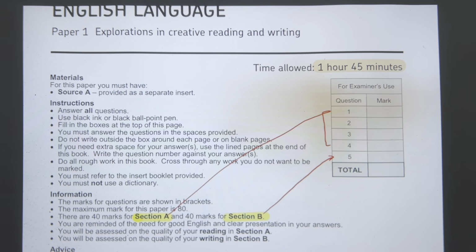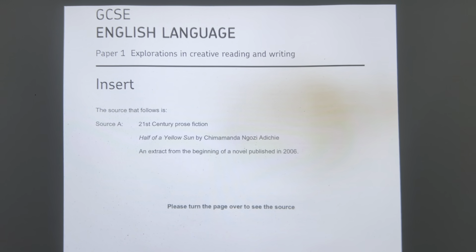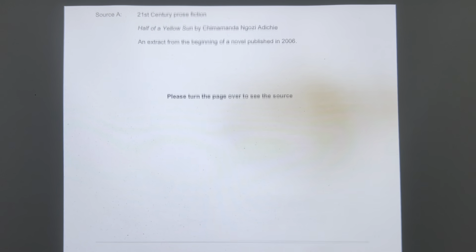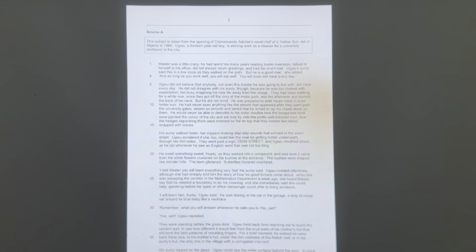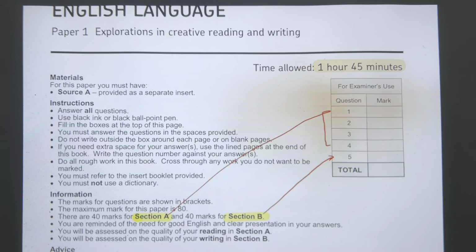Now question 1, question 2, question 3 and question 4 are all comprehension questions where you have to read the insert that comes with the exam. Now every exam for English language paper 1 only has one insert, one extract, one source, whatever your school wants to call it. So the insert is normally about a page and a half long. So you have to read this, and then you have to answer 4 questions about the insert.